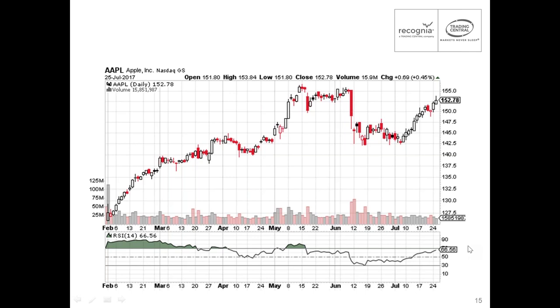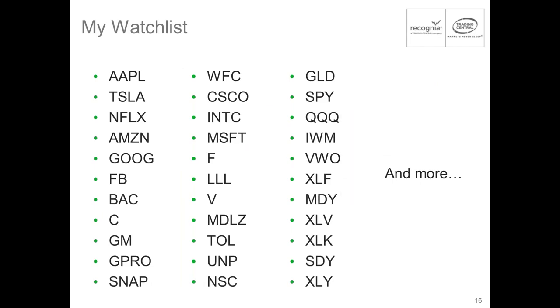And we look at the RSI. RSI is trading at 66.56. Normally a bullish signal occurs when we cross upwards through 30, and a bearish signal occurs when we cross downwards through 70. So neither one of those has happened recently, so can't take much away from the RSI. So unfortunately, there's not a lot that would really convince us to do something with Apple today based on what I just walked you through. So we move on to the next stock on our list.